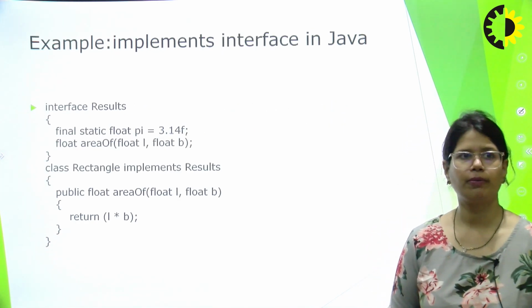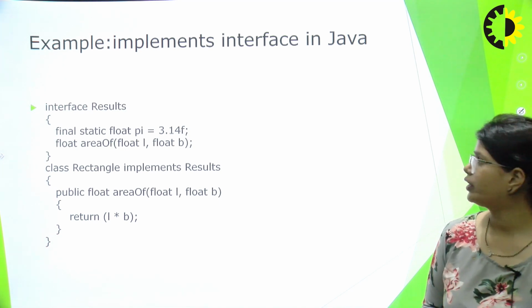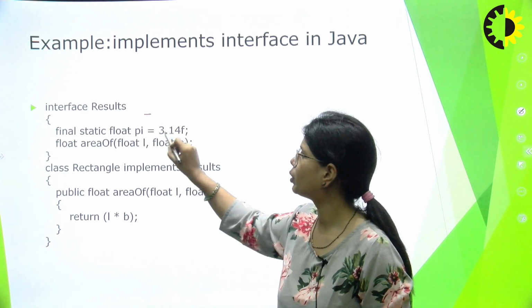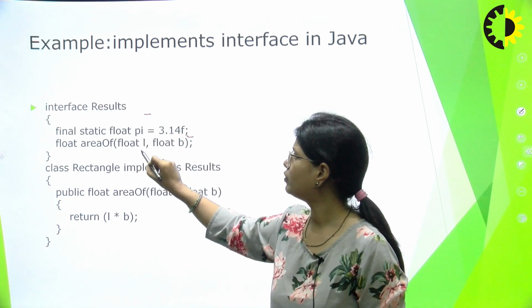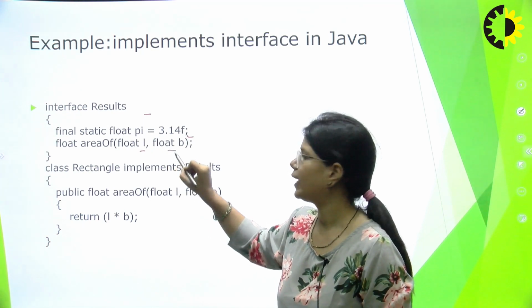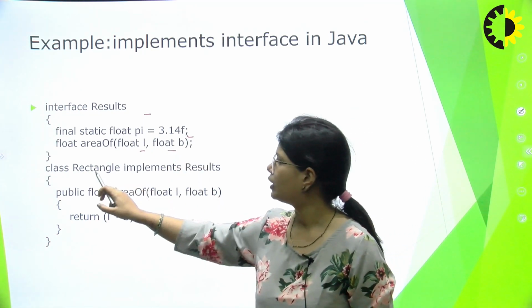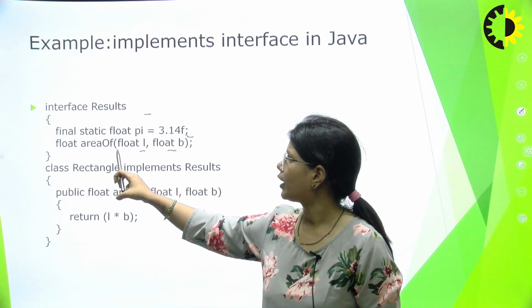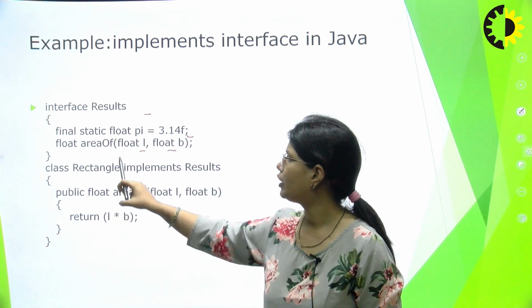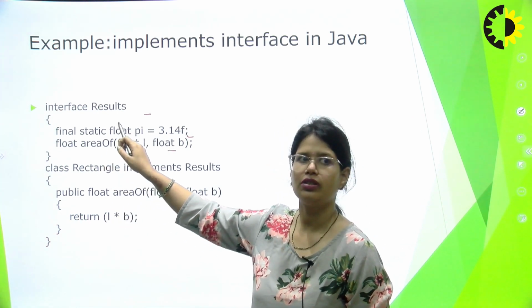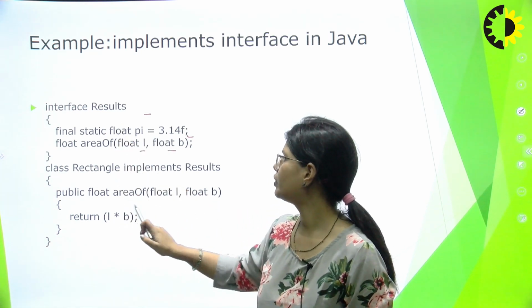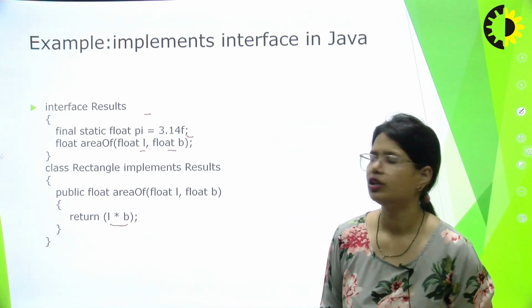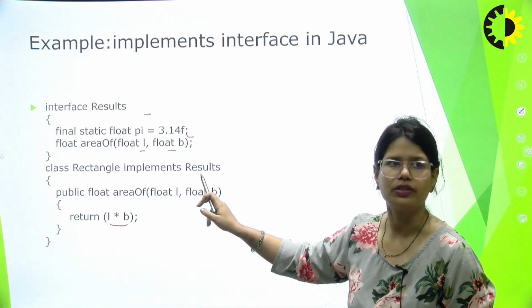When we talk about implementing an interface in Java, we have the interface Result, with a variable float pi, and area, which has parameters float L and float B. The class Rectangle is implementing Result, where the area method defined in the Result interface will be defined over here with the formula L into B. So this is the class implementing the interface.